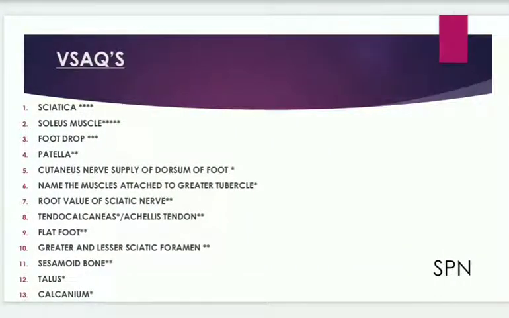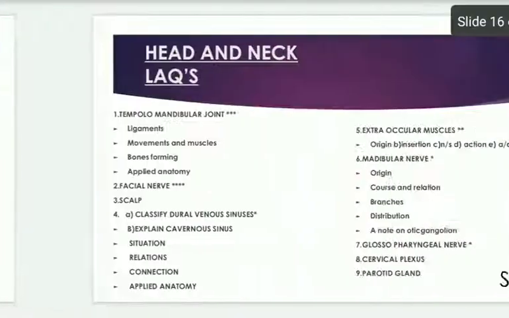When coming into the very short answer questions: sciatica, soleus muscle, foot drop, patella, cutaneous nerve supply of dorsum of foot, name the muscles attached to greater trochanter, root value of sciatic nerve, tendocalcaneus or Achilles tendon, flat foot, greater and lesser sciatic foramen, sesamoid bones, talus, calcaneum.